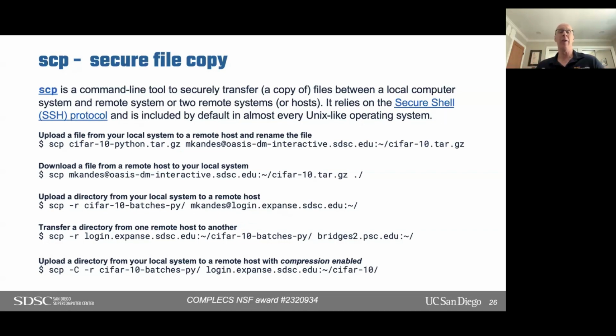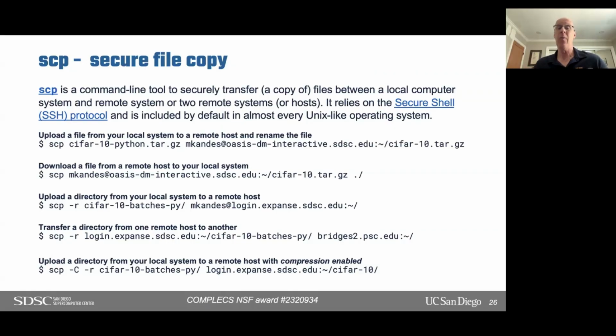And SCP is included by default on almost every Linux and Linux-like operating system. So if you wanted to upload a file from your local system to a remote host and rename the file, in this first example, we're doing an SCP. The scifar10 python tar.gz is the local file. And in this case, it's being transferred to my colleague Marty Candace's account. He's using the Oasis DM interactive node.